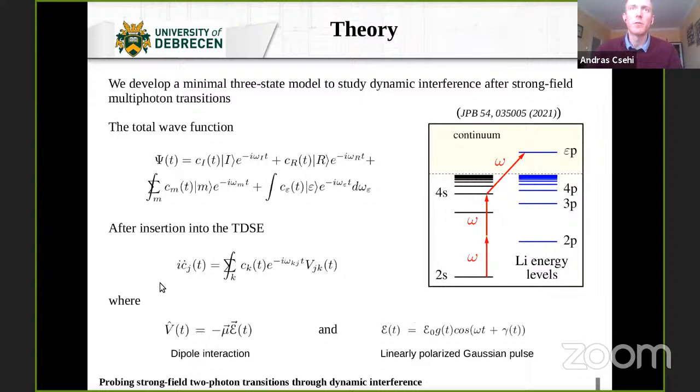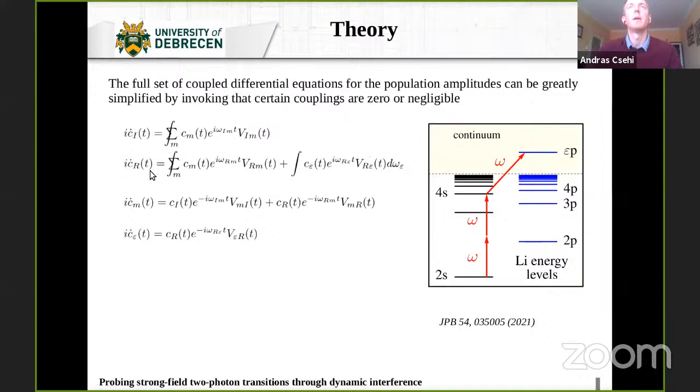So we have this set of equations, which can be difficult to solve because there are many, many states on the right side, and the same number of coupled equations. So we want to simplify this set of equations as much as possible, keeping the essence of the problem. And one can simplify this by invoking that certain couplings, certain TDMs, are zero, or they can be neglected.